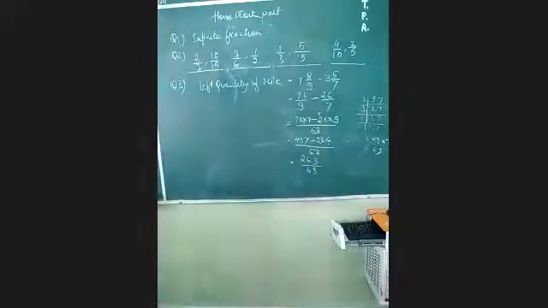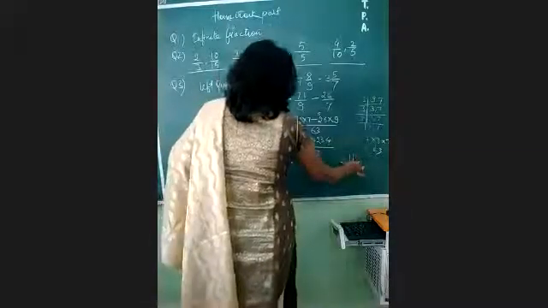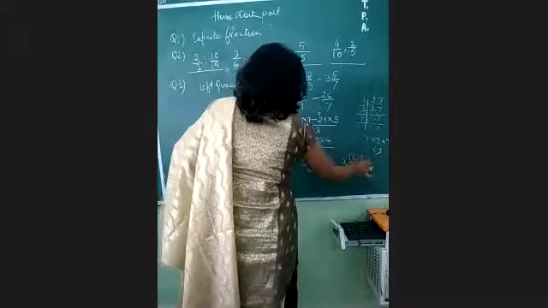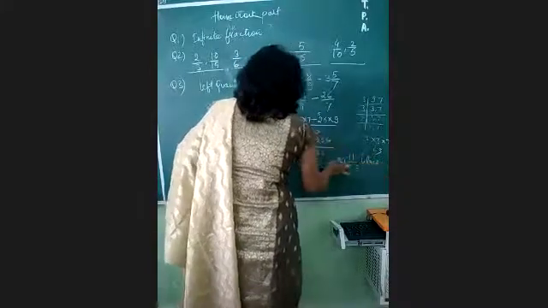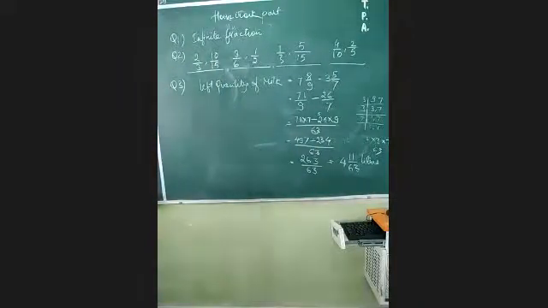263 upon 63. And when you solve this number into a mixed fraction, you will get 4 whole 11 upon 63 liters of milk. Okay, so this will be the complete solution for this question. Question number 3A. This was question number 3A.